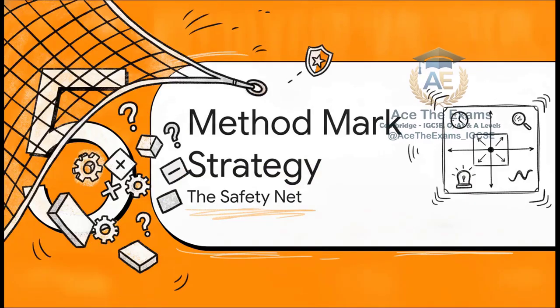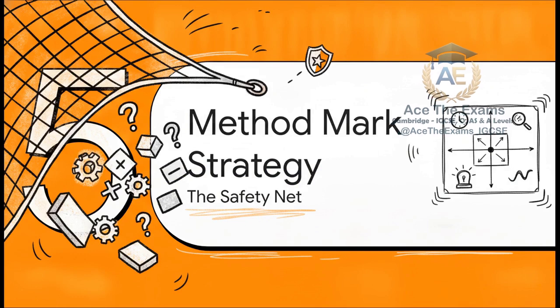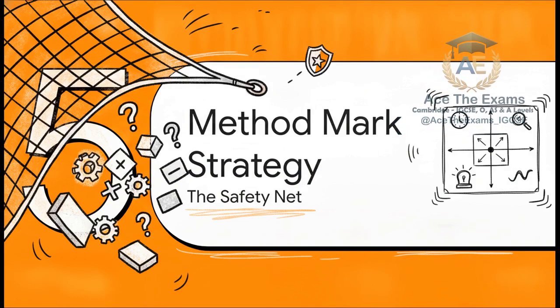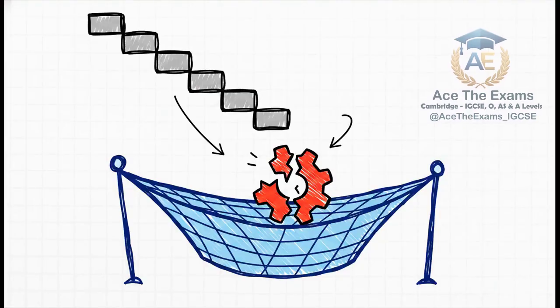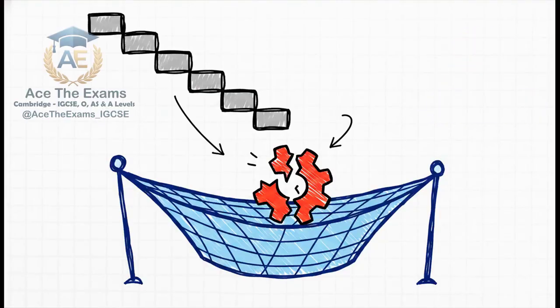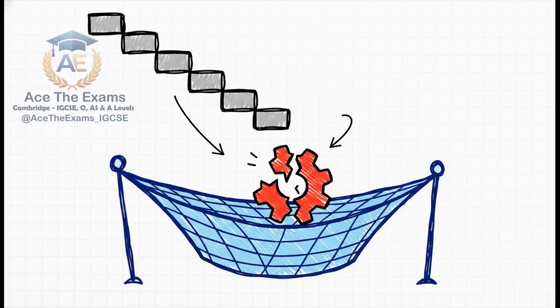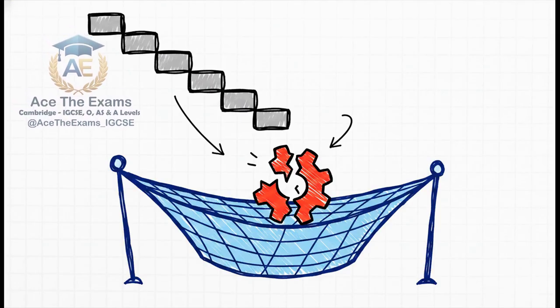Section 5, the method mark strategy. Let's finally unearth our ultimate strategy: how to safeguard your grade even when your final calculations go completely wrong. Method marks aren't just some consolation prize. They are a reassuring, strategic safety net that rewards you for showing the exact procedural steps we just covered.